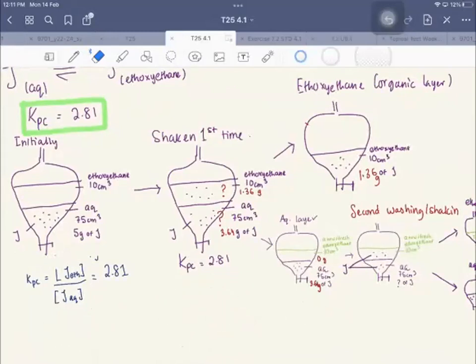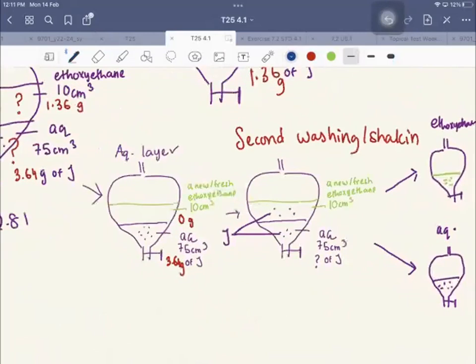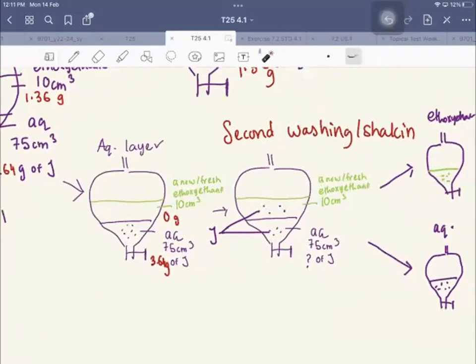Okay, I now want to move to my second washing. I'll leave the diagram as it is. Second washing, or second shaking, which is this diagram. I am still using the same solvent, as in it's a new fresh sample of ethoxyethane, but my system is still the same. It's between ethoxyethane and aqueous.